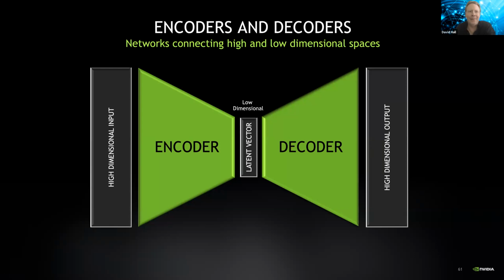A decoder performs the opposite role. It's a function mapping a low-dimensional input to a high-dimensional output. Encoders and decoders are common design patterns for many tasks in deep learning.